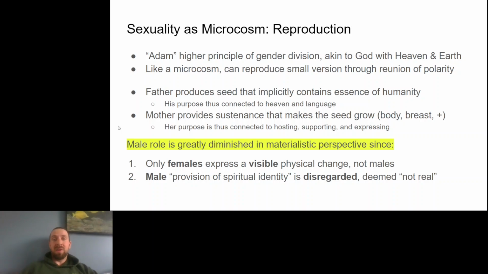And one thing, if we have just a materialistic perspective, the male role is greatly diminished. And, you know, I don't think anyone can argue that. That's what's happening in society right now when we're not counting, let's say, spiritual realities as true. If it's all fantasy, well, whatever. Only females express a visible physical change, not males. Male provision of spiritual identity is disregarded, deemed not real.